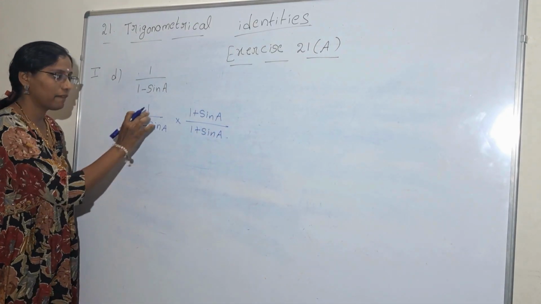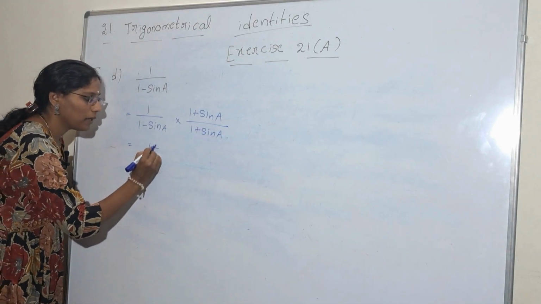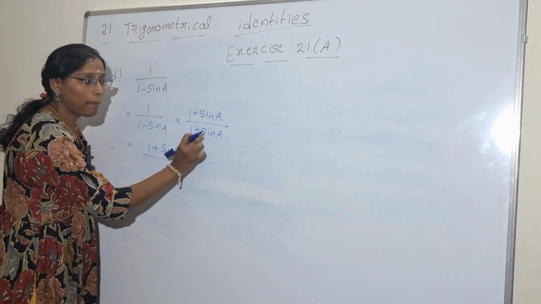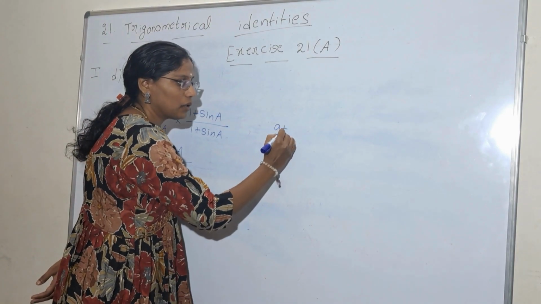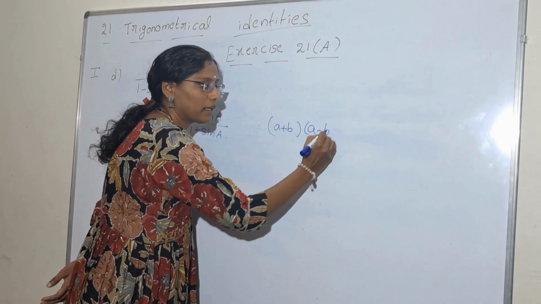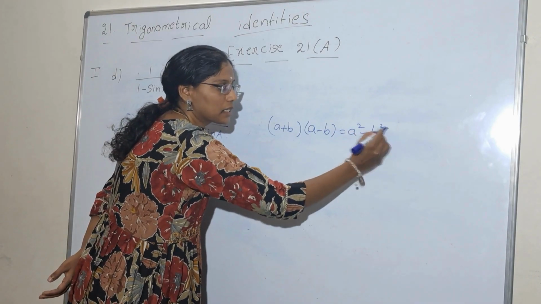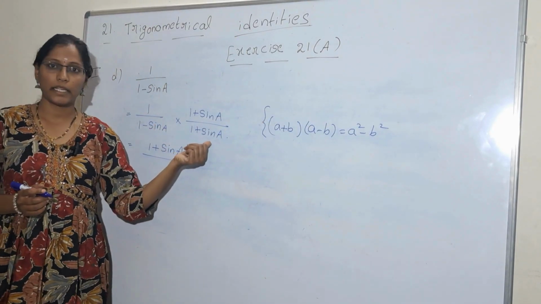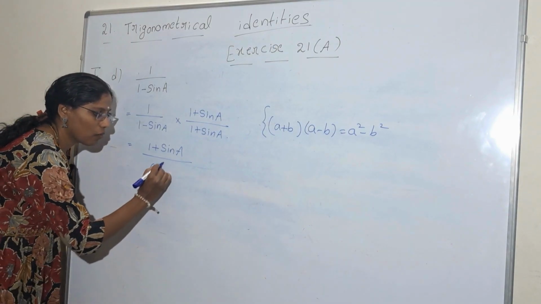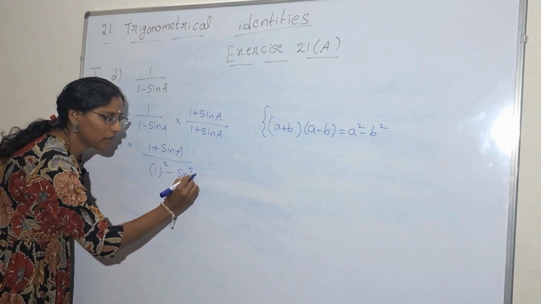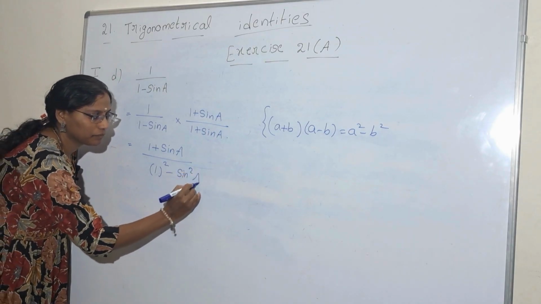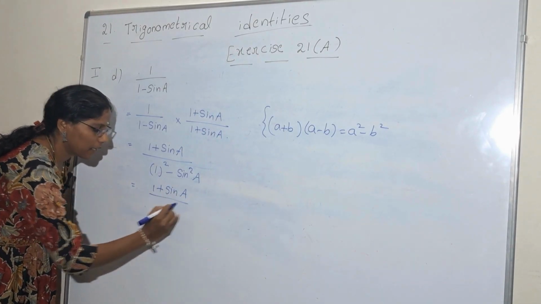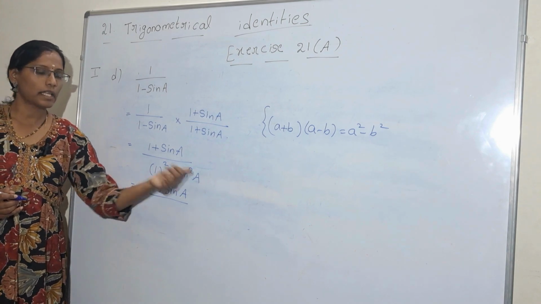Numerator we have to multiply. 1 into 1 plus sin A. 1 plus sin A by, here A minus B, A plus B into A minus B formula we have to apply. A square minus B square. Instead of A, 1. Instead of B, sin A. So A square minus B square, 1 square minus sin square A. Here 1 plus sin A by 1 square, that means 1 minus sin square A.